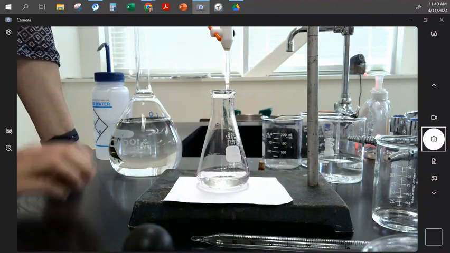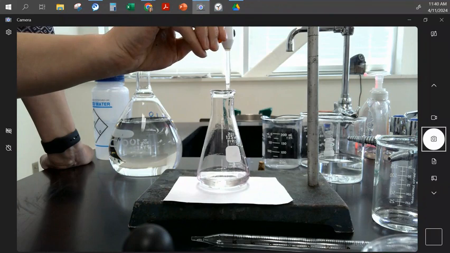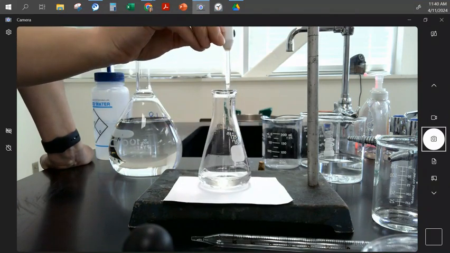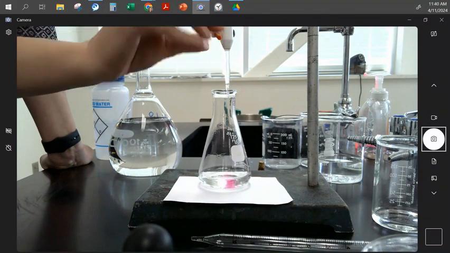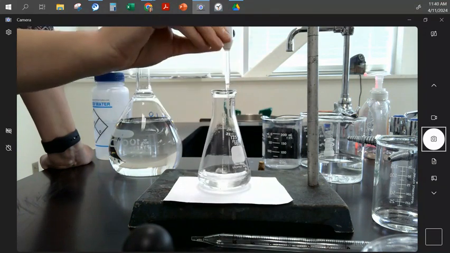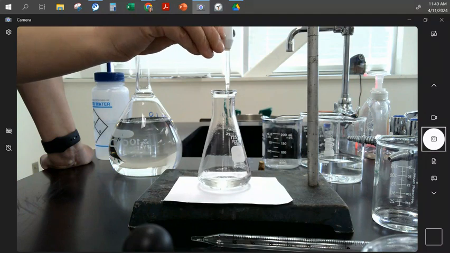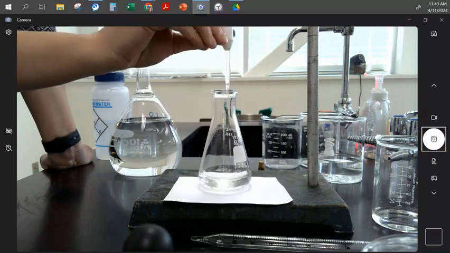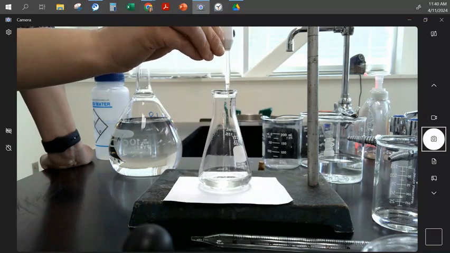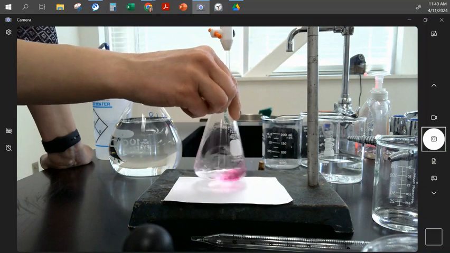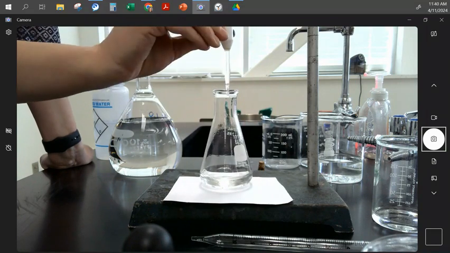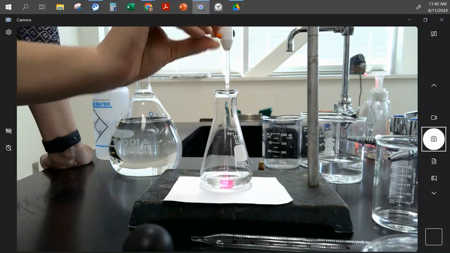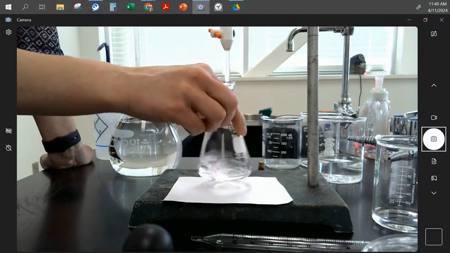How are we doing? We're way past where I thought. Okay, I think we're getting pretty close because it's hanging around for a long time. That pink color is staying. Oops, two drops. Okay, yeah, we're getting pretty close. Oops, and I have a drop on the side, so let's see.